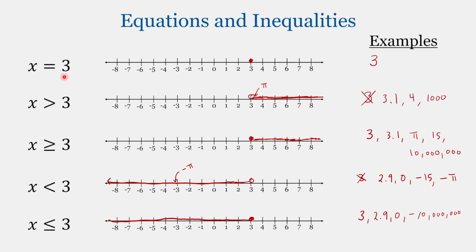So a key difference: when we have x equal to 3, that's one number, the number 3. But for these other 4 cases, there are an infinite number of numbers that are in these 4 sets. There's an infinite number of integers bigger than 3. There's an infinite number of rational numbers greater than 3. There's an infinite number of irrational numbers greater than 3. There's only one number equal to 3.